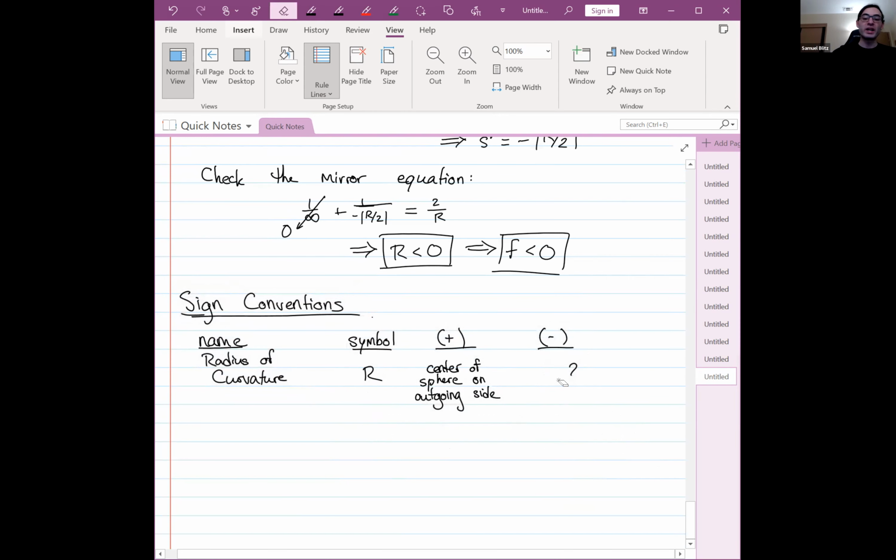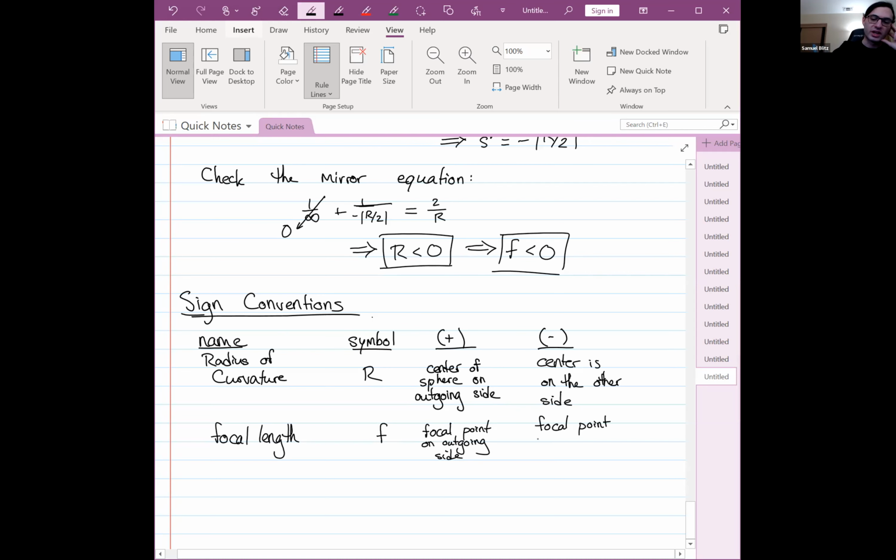So the radius of curvature is negative when the center is on the other side. So when it's not on the outgoing side. And then we can even add one more symbol. We have the focal length, which is symbolized by the letter F. And it has a very similar sign convention. When the focal point is on the outgoing side, it's positive. And when the focal point is not on the outgoing side, when it's on the other side, then it's negative.